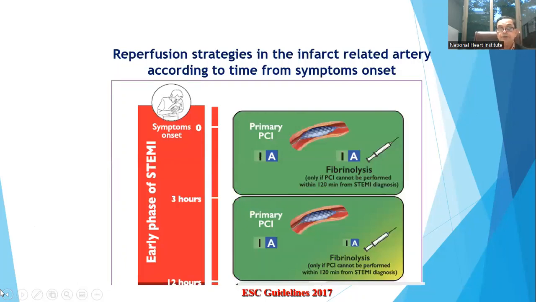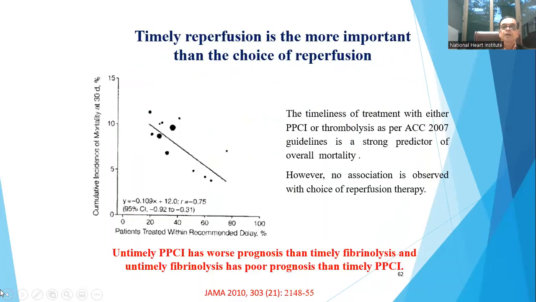So ladies and gentlemen, let me repeat. In the 2017 guideline, which is being followed till date, and there is no further modification, as far as the reperfusion therapy in ST elevation MI is concerned, fibrinolytic therapy and primary PCI, provided both of them can be performed within a time frame of 120 minutes. Both the modalities have a class 1A indication.